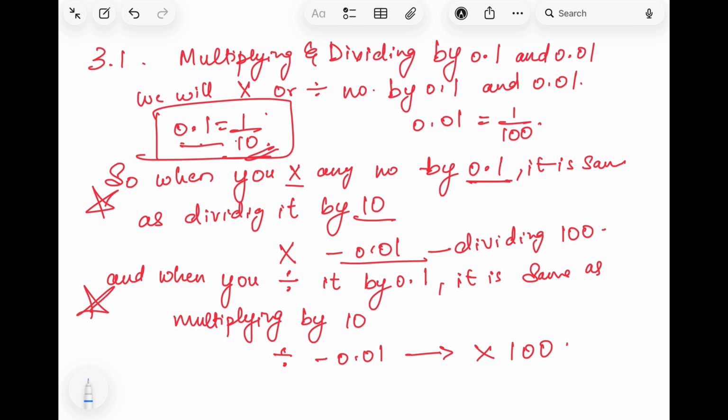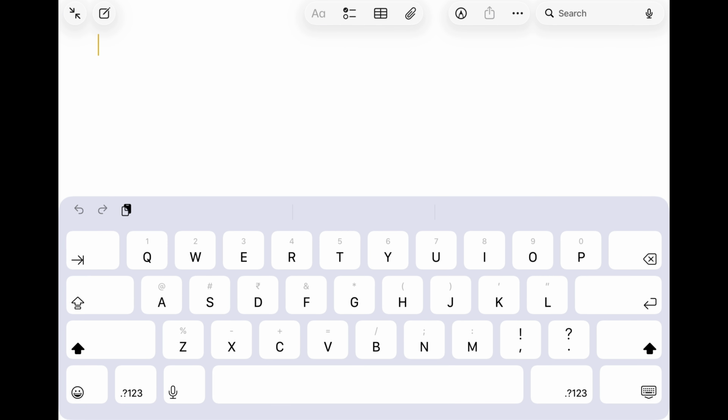Now one more thing we'll understand: what happens when you multiply and what happens when you divide. Very easy. When you are multiplying any number, you shift the decimal place towards the right, because multiplying gives us a bigger number. Bigger number means the decimal point should be shifted towards the right.